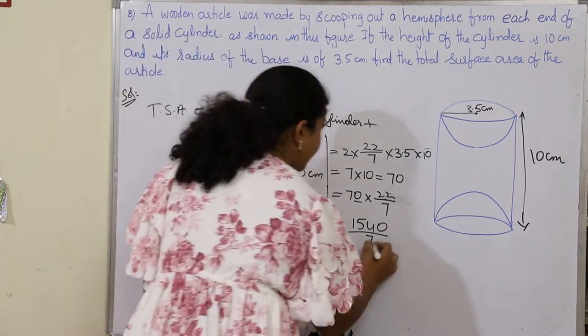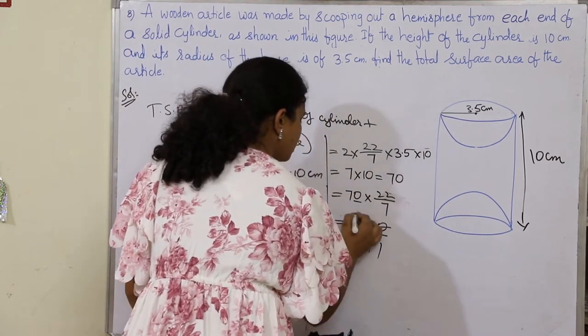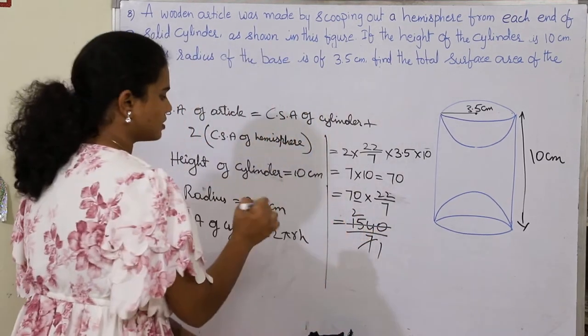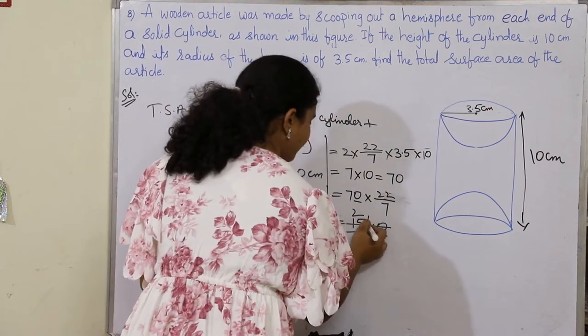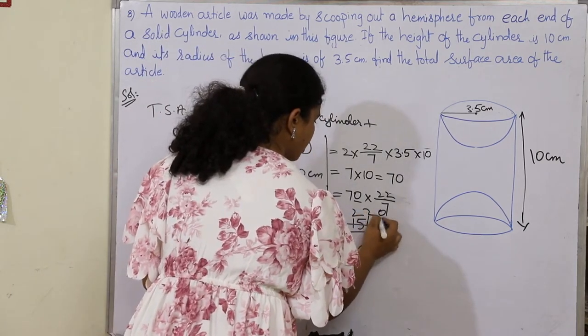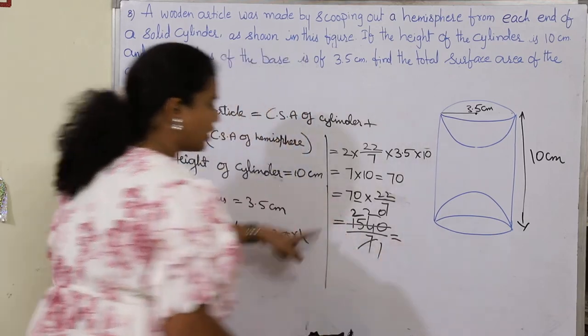Now here 7 1 7. 7 2s 14, right? So 15 minus 14 is 1 over here. So let me add 14 over here. So this gives 220, right? 220.